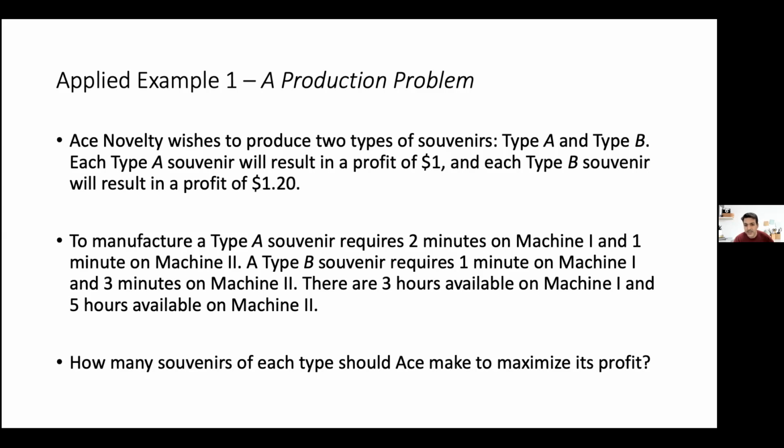Like I said, two different scenarios. They have two types of products and two different restrictions and information. So type A requires 2 minutes on machine 1 and 1 minute on machine 2. So they have two machines, machine 1 and machine 2. Type B, different situation, requires 1 minute on machine 1 and 3 minutes on machine 2. There are 3 hours available on machine 1 and 5 hours on machine 2.